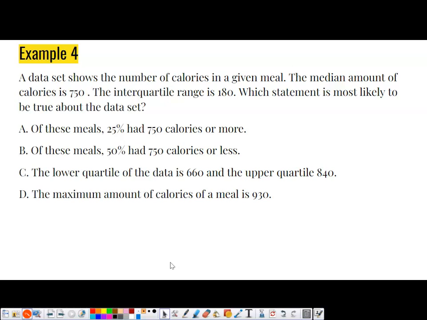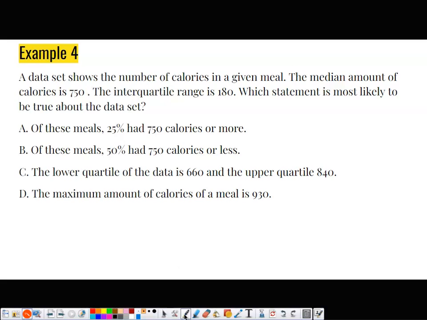Okay, example 4. A data set shows the number of calories in a given meal. The median amount is 750. The IQR is 180. Which statement is most likely to be true about the data set? Okay. So again, let's go ahead and draw that picture out to help us out. We have a box and whisker. Doesn't have to be perfect, we just need to know what's going on.